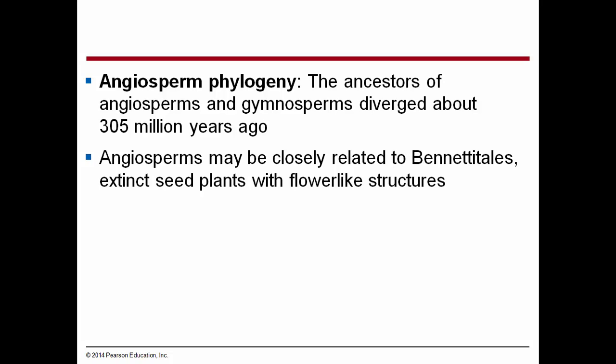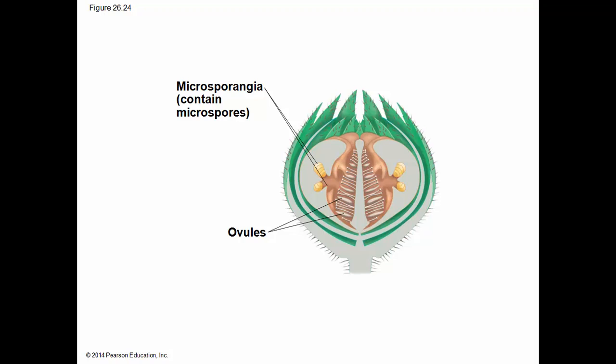Angiosperm phylogeny. The ancestors of angiosperms and gymnosperms diverged about 350 million years ago. Angiosperms may be closely related to the Bennettitales, an extinct seed plant with flower-like structures. Okay, here's the Bennettitales. This is a reconstruction showing a longitudinal section through the flower-like structures found in the order Bennettitales, an extinct group of seed plants hypothesized to be more closely related to extant angiosperms than to living gymnosperms. So this species probably is a common ancestor to the angiosperms, having shared derived characteristics that are distinct from the gymnosperms.